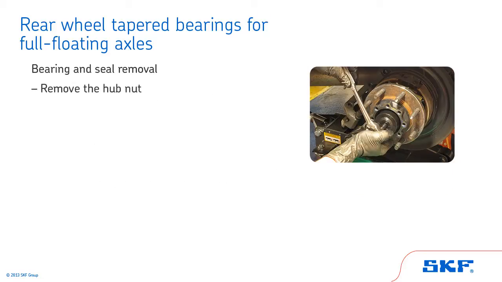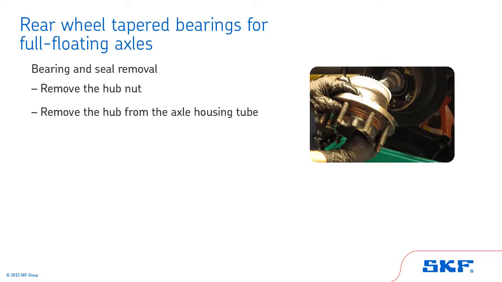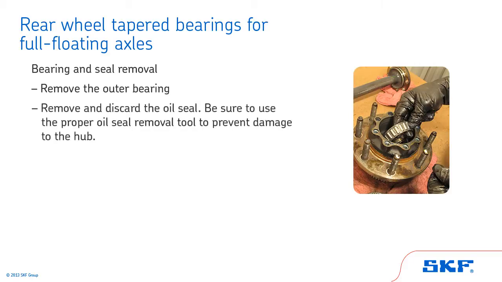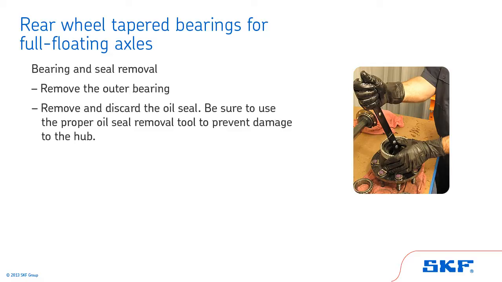Next, remove the hub nut. Then remove the hub from the axle housing tube and place it on the workbench. Remove the outer bearing. Remove and discard the oil seal, being sure to use the proper oil seal removal tool to prevent damage to the hub.